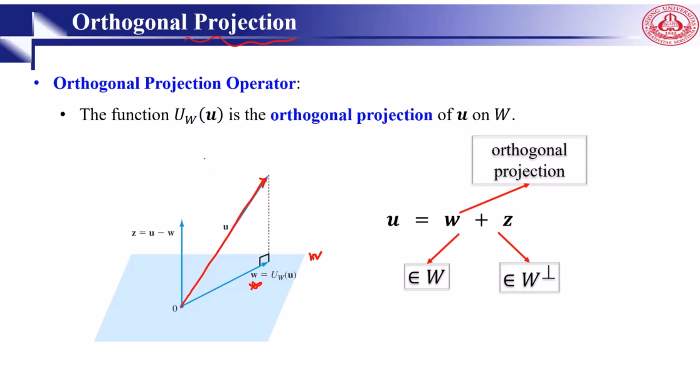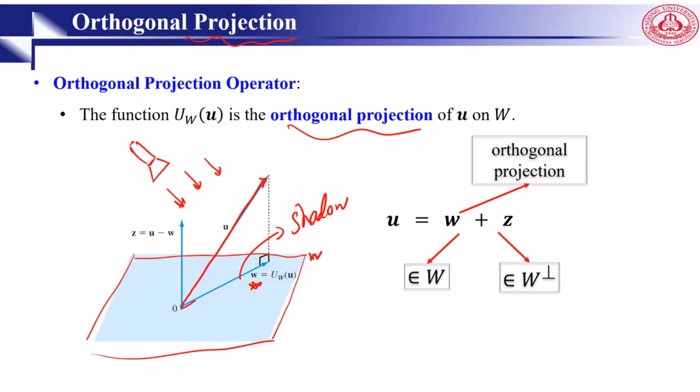Suppose you have a light, a torch, for example, here. If the light comes here, what is the image, or shadow? You can say this is the shadow of this vector on this subspace. This is called orthogonal projection. We want to find the shadow of u on this W plane. This is the W plane, and this is orthogonal. You can see this is 90 degrees.